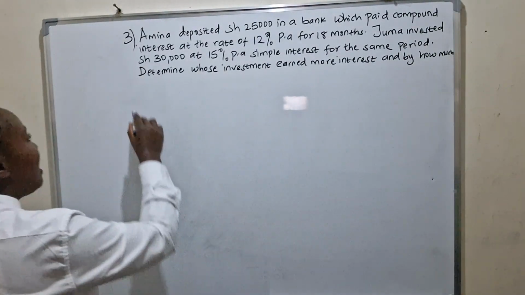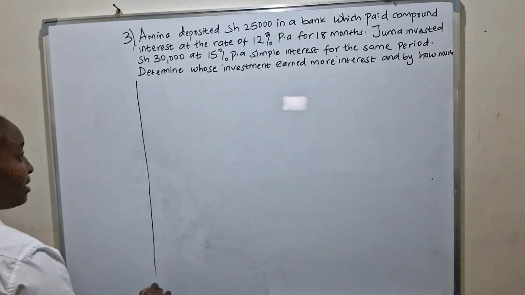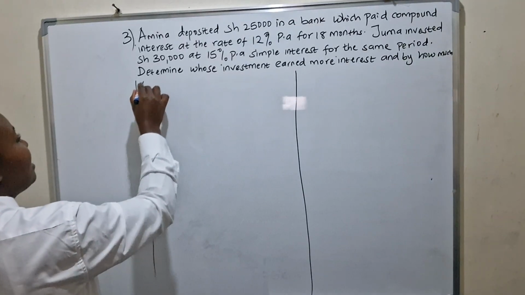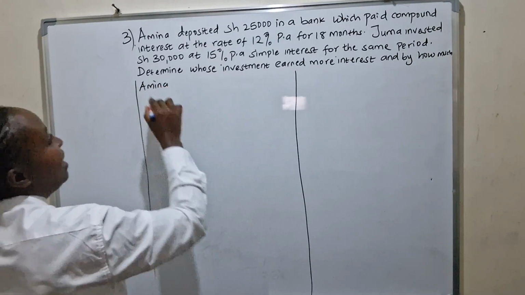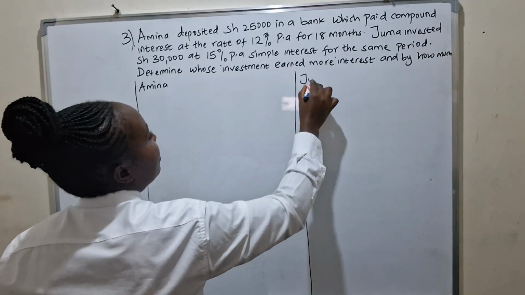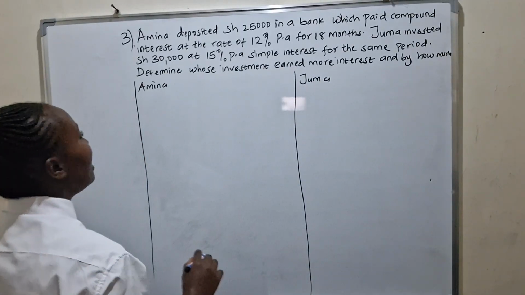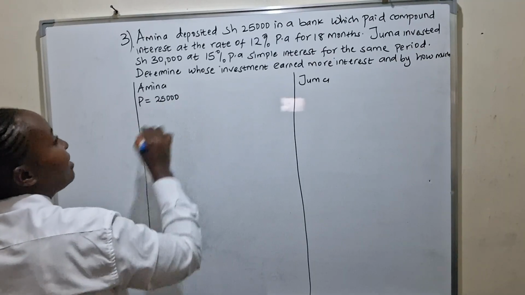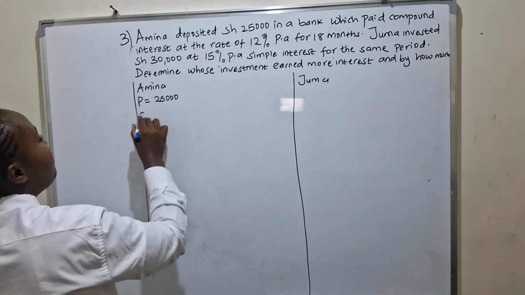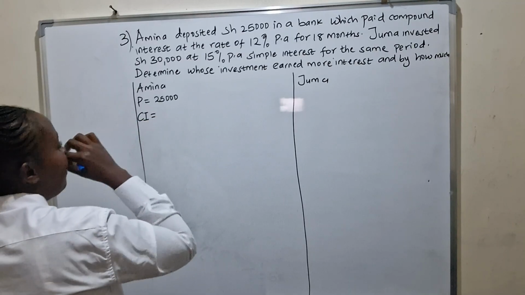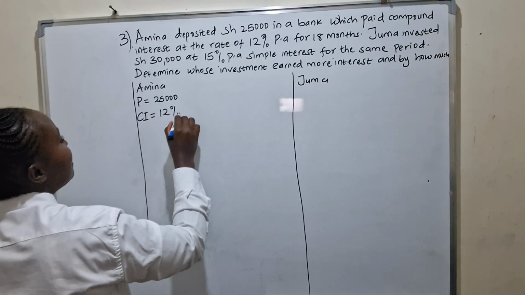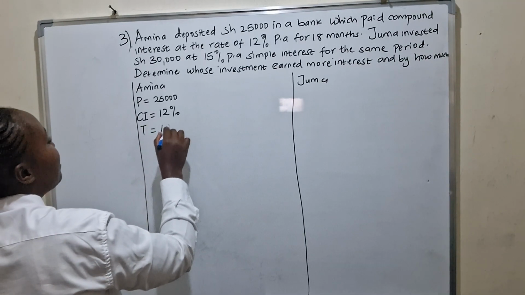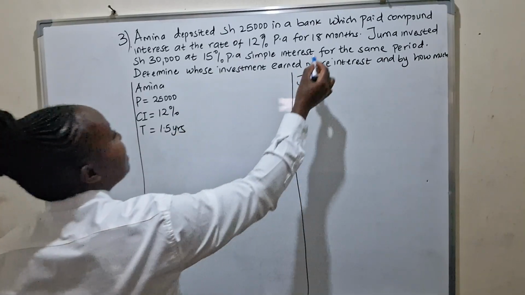So we have two characters here. Can we divide my board now into two? Right? So we have Amina, and we have Juma. Okay? So for Amina, we are depositing a principal of 25,000. We have a compound interest rate, note that, a compound interest rate of 12% per annum for time t, which is 1.5 years. Convert 18 months to years.